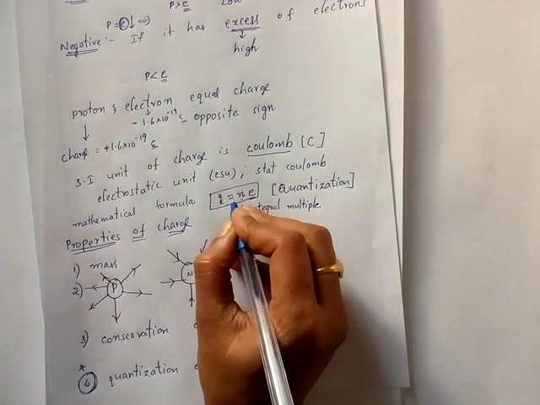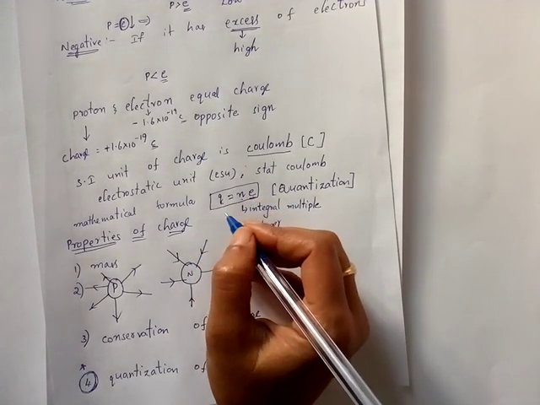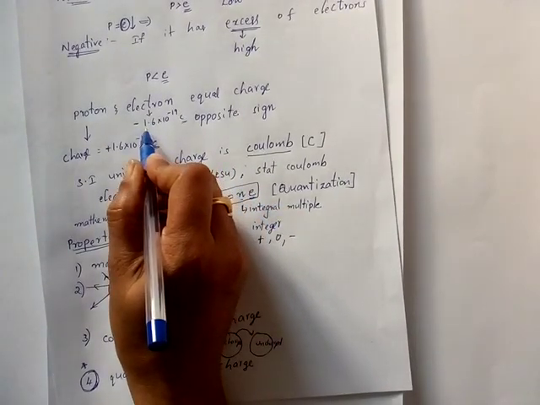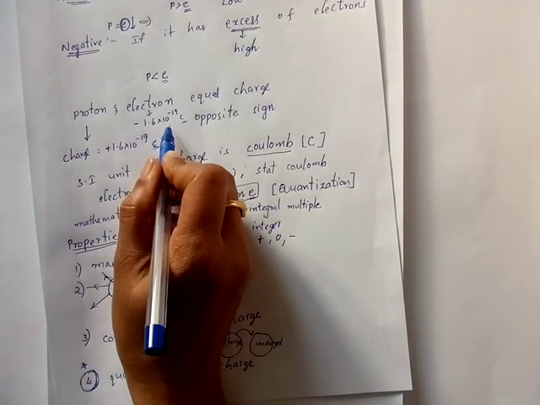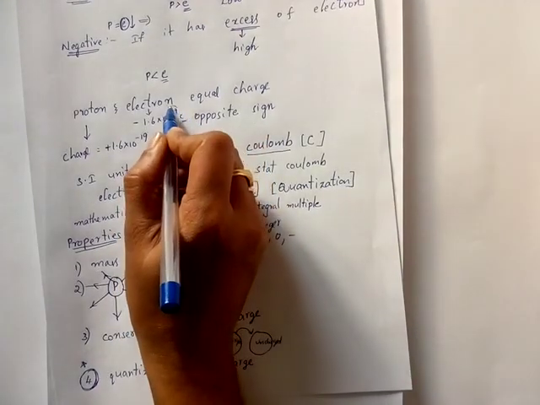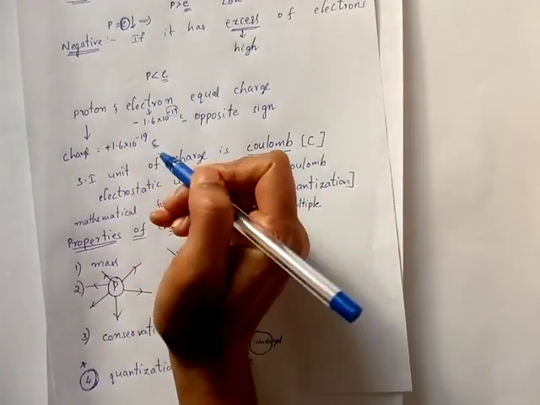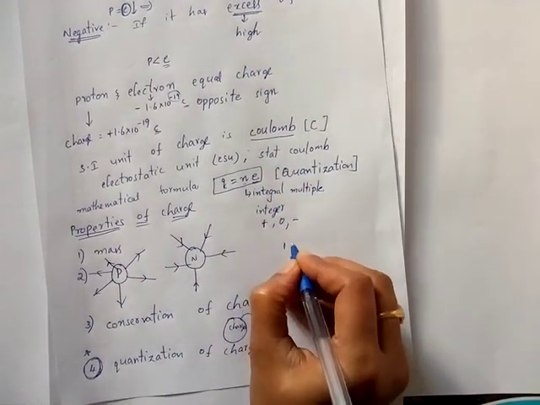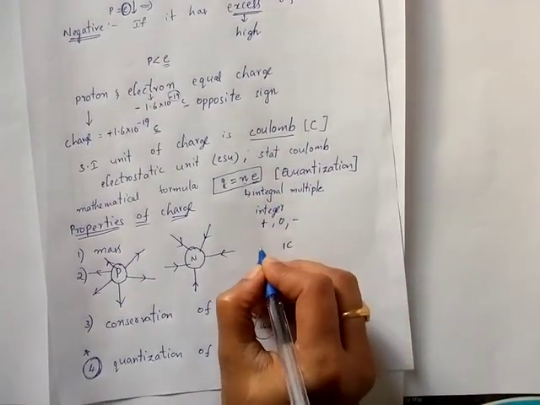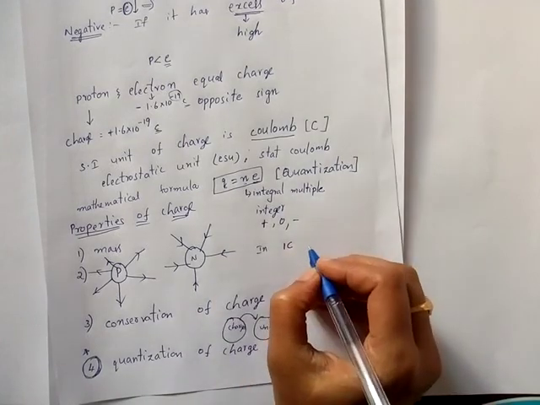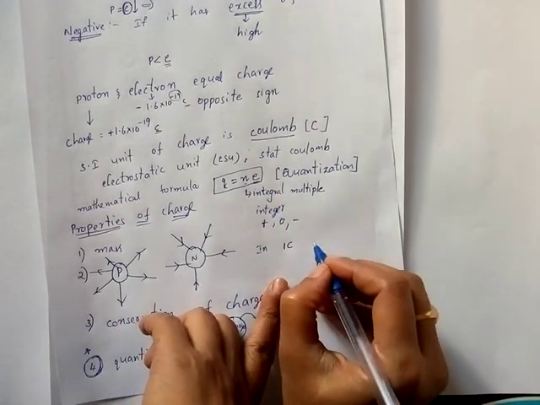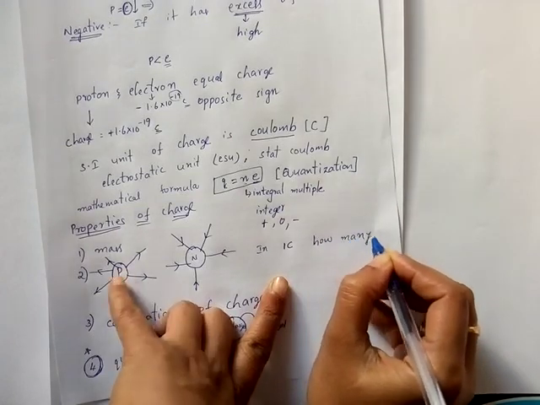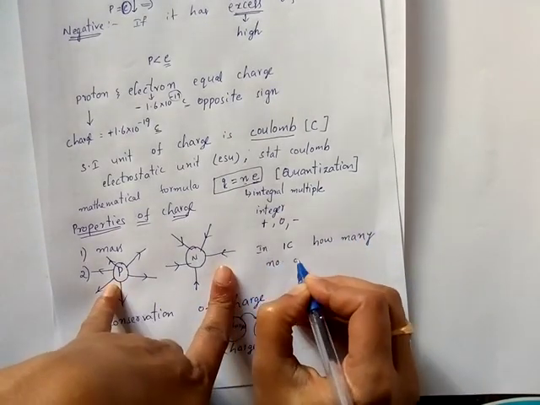So 1 coulomb is a very big unit of charge. Charge is very small. Charge on electron is minus 1.6 into 10 to the power of minus 19 coulomb. Minus 19. That means this is very less. So when I am telling 1 coulomb, in 1 coulomb charge, how many number of electrons are present?